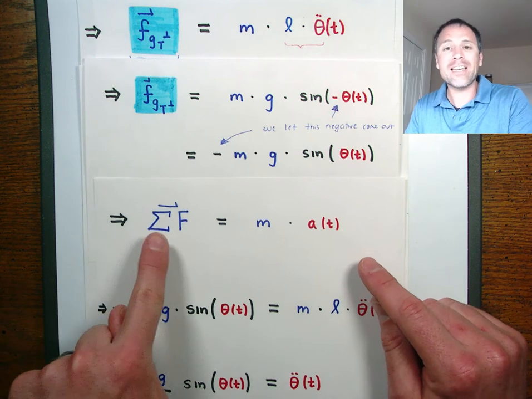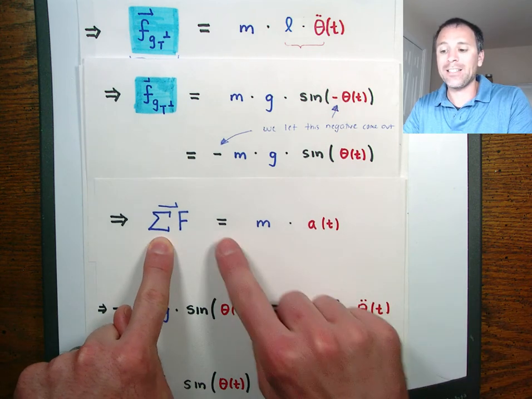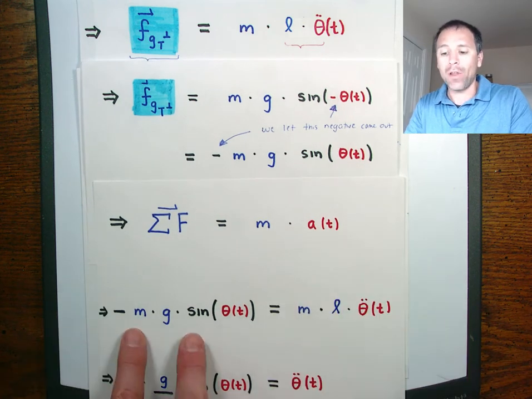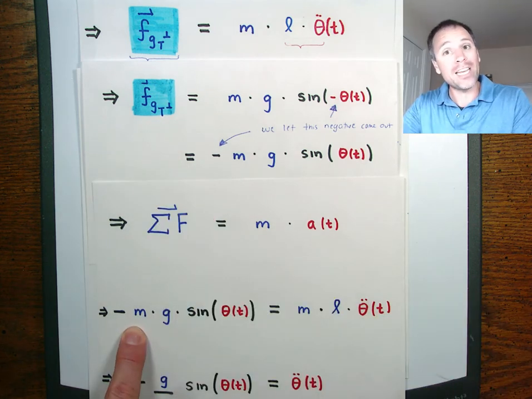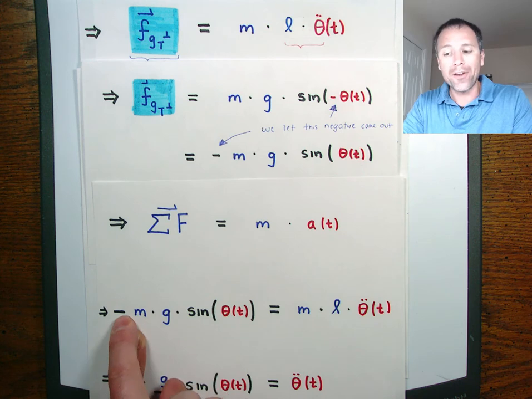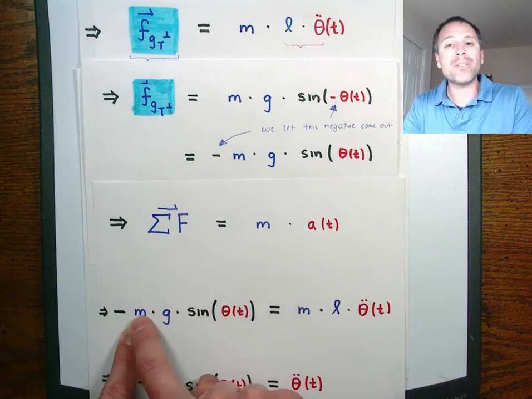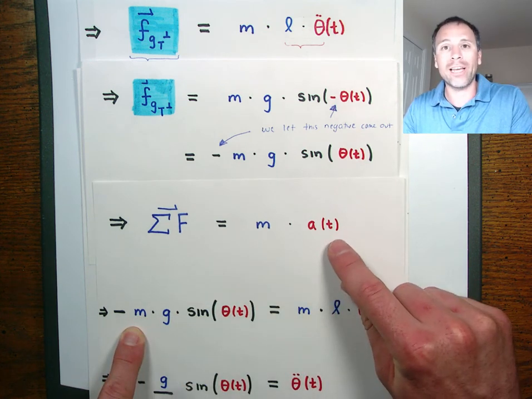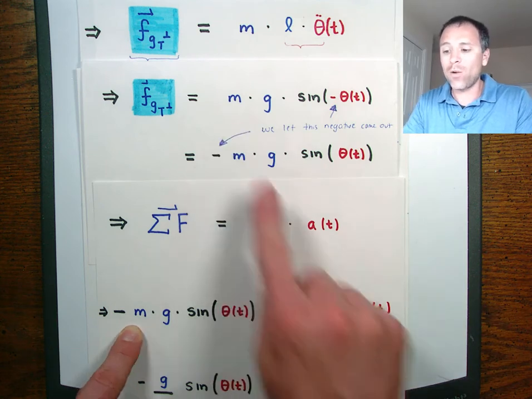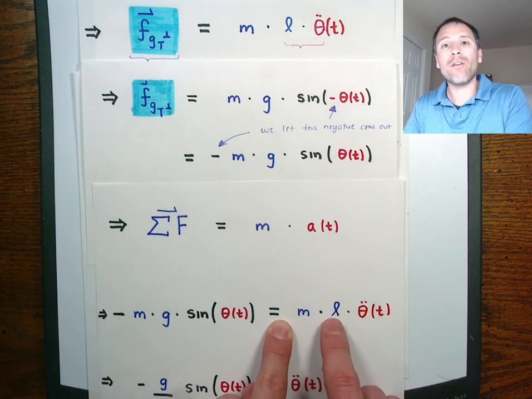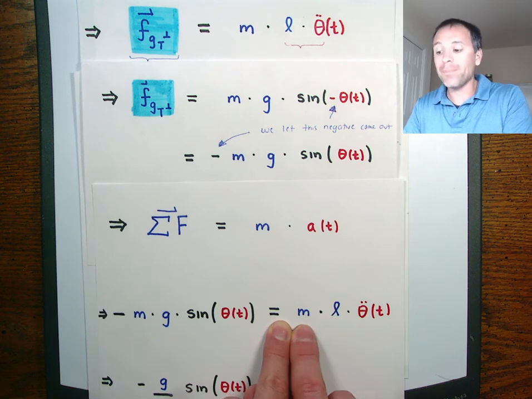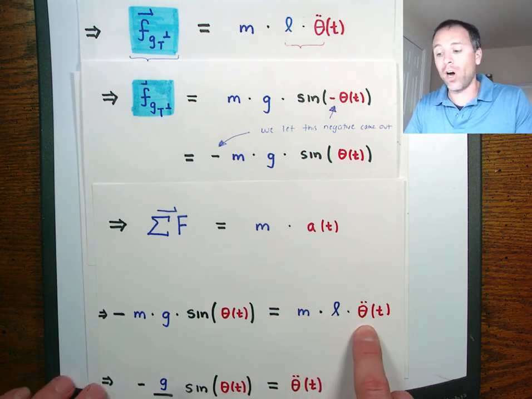Newton's second law says the net force acting on a point mass is the mass times the acceleration. On the left-hand side, I know that net force is going to be the component of gravity along the tangential axis with a direction assigned. That's the direction opposite to the acceleration of my arc length function. On the right-hand side, mass times acceleration is mass times the second derivative of the arc length function, which is m times L times the second derivative of theta.